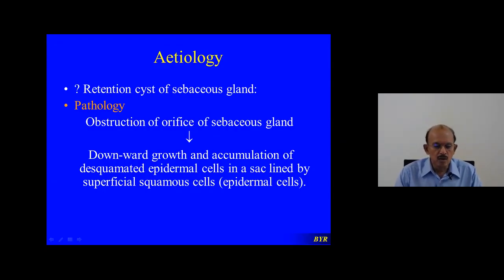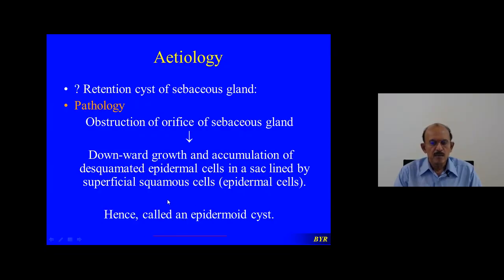So there will be downward growth of the desquamated epidermal cells into the sac, and they get degenerated there and form the cyst there. So that's why it is also called the epidermoid cyst, because the epidermal cells have formed into the cyst.